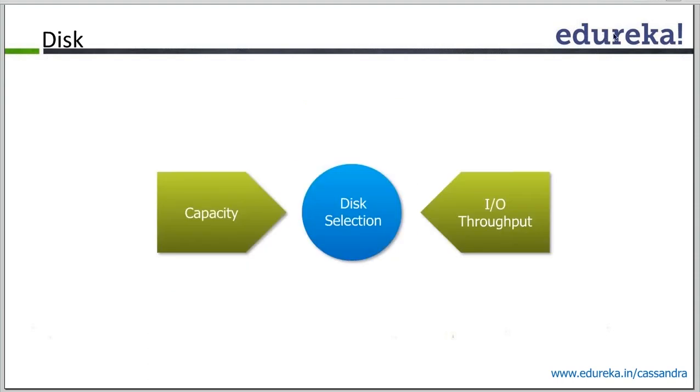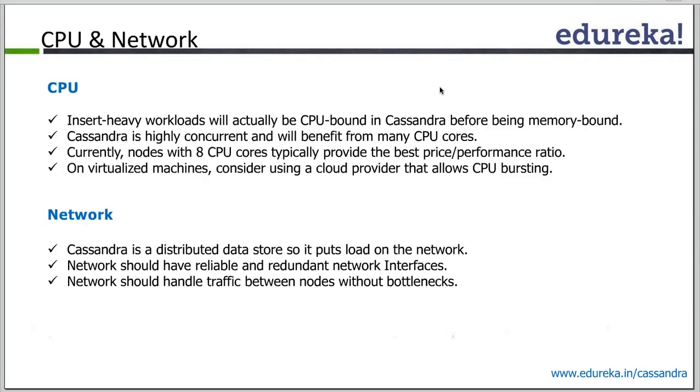Coming to disk, a very important part of the entire setup. How do you do a disk selection? There is something called capacity and IO throughput. These are the two important factors that you would look for when it comes to disk selection. Let's talk about disk in detail anyway.